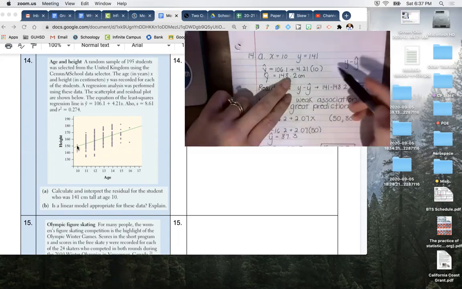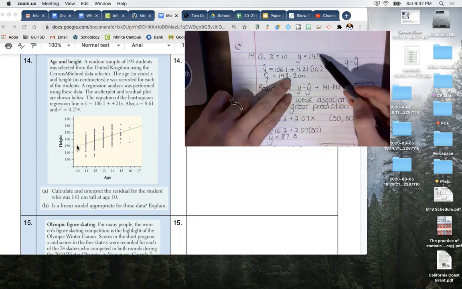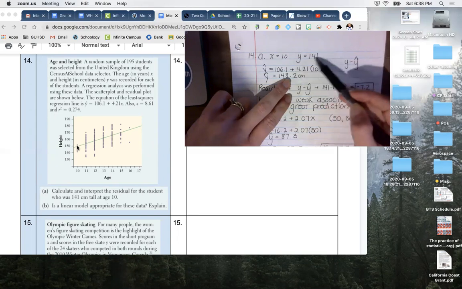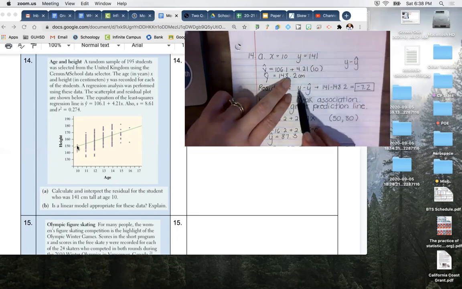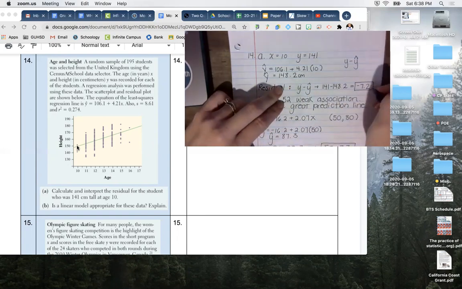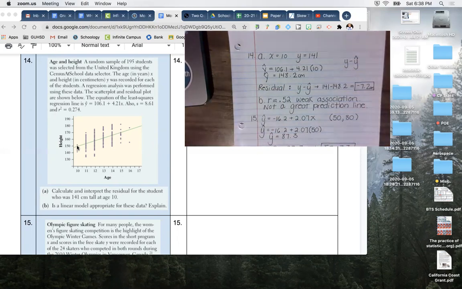So if that's the case, I now have to calculate my residual. I have to think, this kid is actually only 141 centimeters. So this kid is actually going to be lower. So this should be a negative residual. This kid is going to be not quite as tall as we predicted. Okay. I always take my actual value of 141 minus my predicted of 148.2, and I got a negative 7.2 centimeters. So what that means is that this person is 7.2 centimeters below prediction.